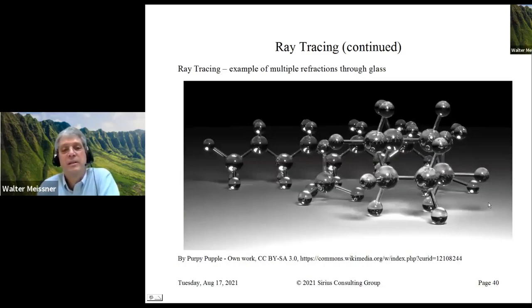Okay, the next one may look simpler, but it's actually more complicated to compute, because a light ray hitting any one of these glass spheres will just bounce around maybe 100 more times, and each one of those rays has to be computed just to figure out what the light intensity is at the point of interest, at the pixel of interest.